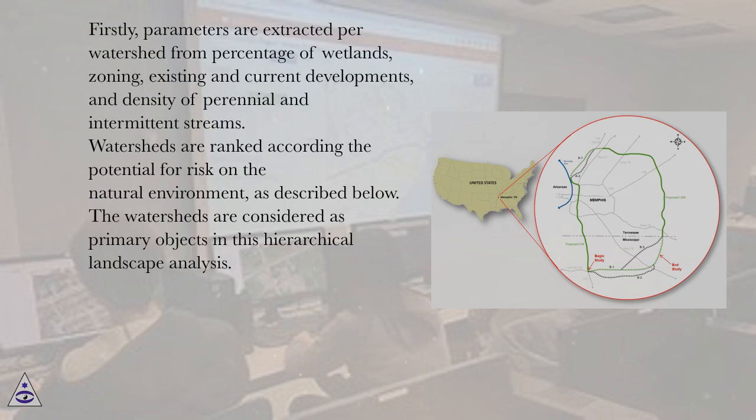Firstly, parameters are extracted per watershed from percentage of wetlands, zoning, existing and current developments, and density of perennial and intermittent streams. Watersheds are ranked according to the potential for risk on the natural environment, as described below. The watersheds are considered as primary objects in this hierarchical landscape analysis.